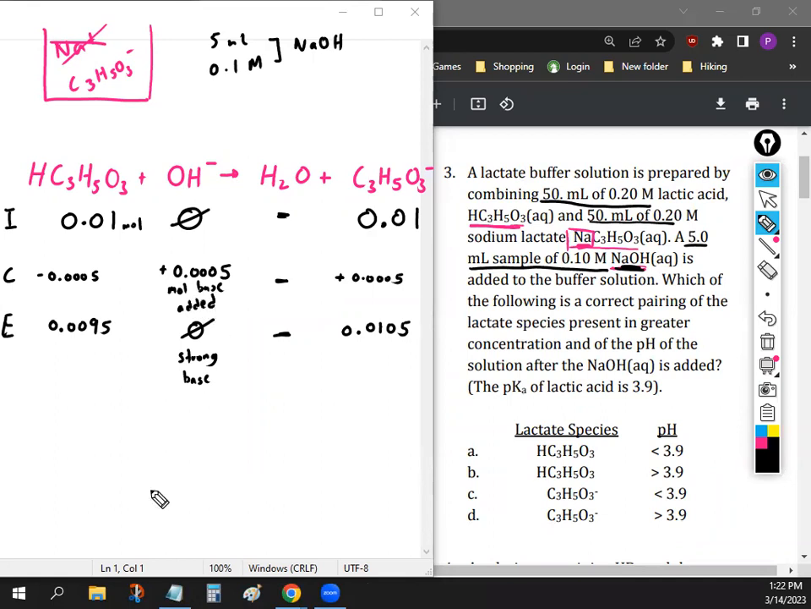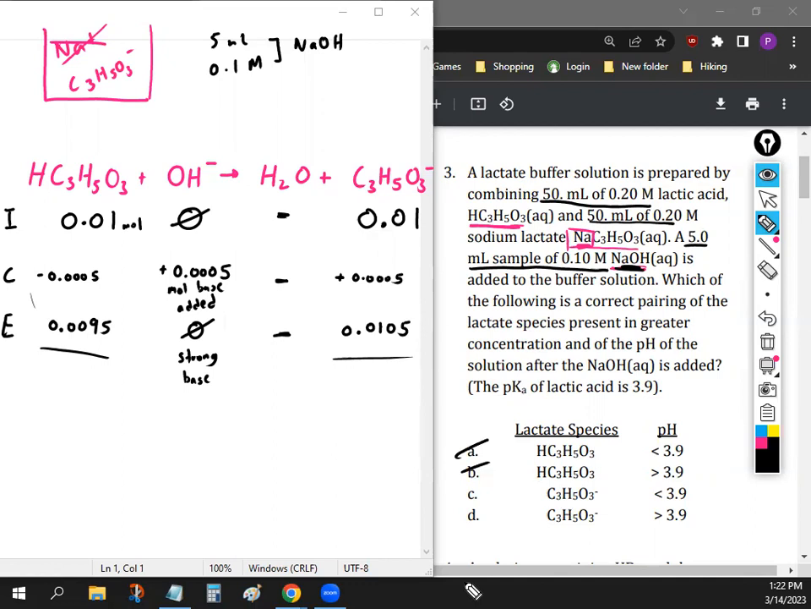Okay, and so we're actually done. We can basically figure out the answer from here. The first thing the question is asking is, which compound is going to be present in greater concentration? Basically, which one do you have more of? Do you have more lactic acid or the salt? Yes, the salt, the anion, because you can just tell by the numbers. The base reacted with the acid to produce more of this. So that means A and B are automatically out.